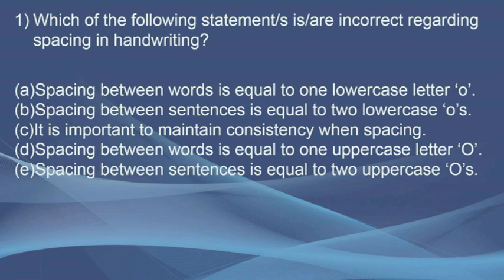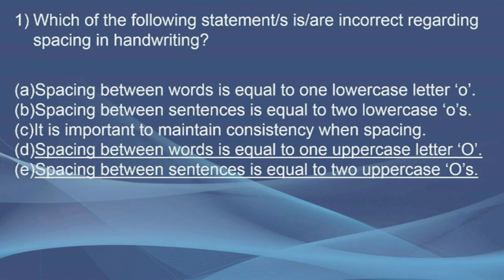Spacing between words is equal to one uppercase letter O, big O, capital O, which is not correct. Spacing between sentences is equal to two uppercase O's, two capital O's. So that is not correct. So those are the two correct answers, because they're asking for the incorrect answers.